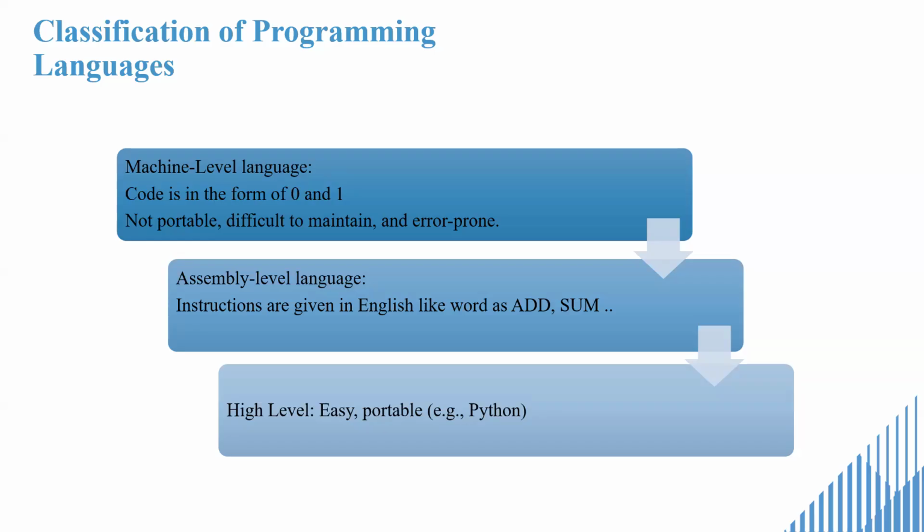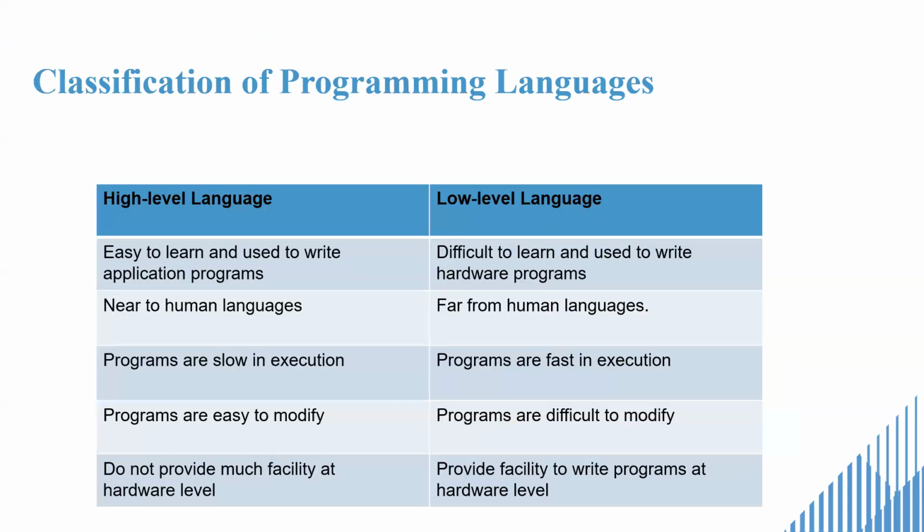You can add registers, like you can say add register 1 and 2 or something like this. So you are working with your CPU and playing with registers. Then we have high level language, where we are very fortunate that it's easy and also portable. An example is Python. Mostly we are not working with low level languages; we are working with high level languages.